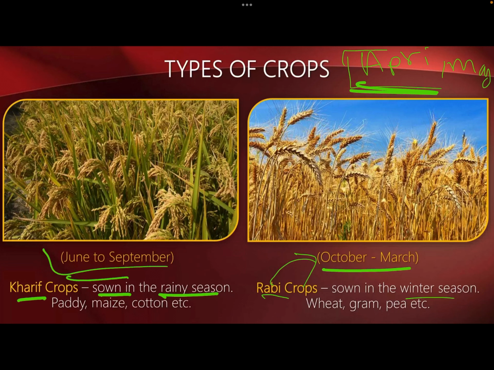An example of kharif crops we have here: paddy, maize and cotton. Paddy is known as the cultivation of rice. Rice, we have often seen that it is grown in very watery fields. That's why it's known as the kharif crops. And maize and cotton are also kharif crops. Rabi crops we have wheat, gram and peas.